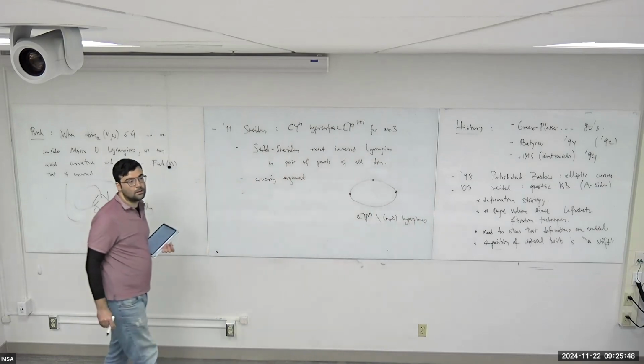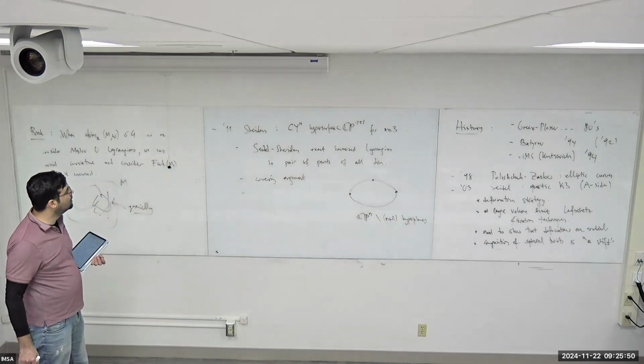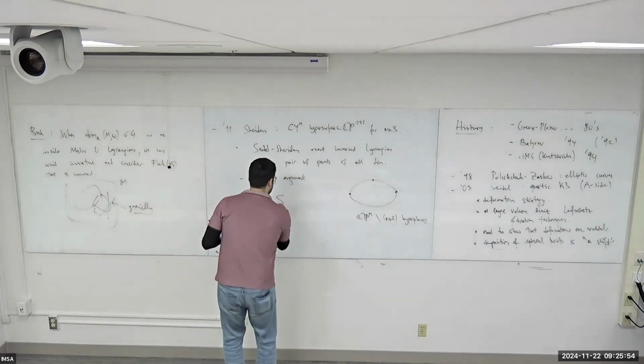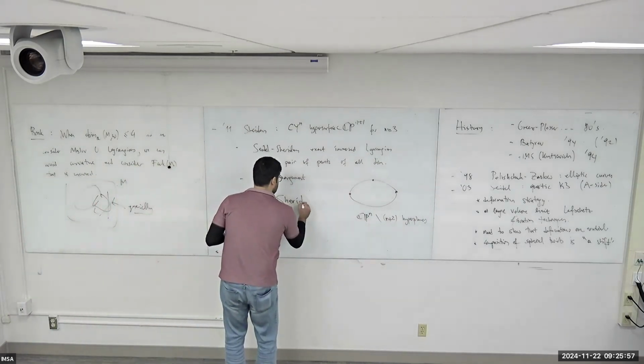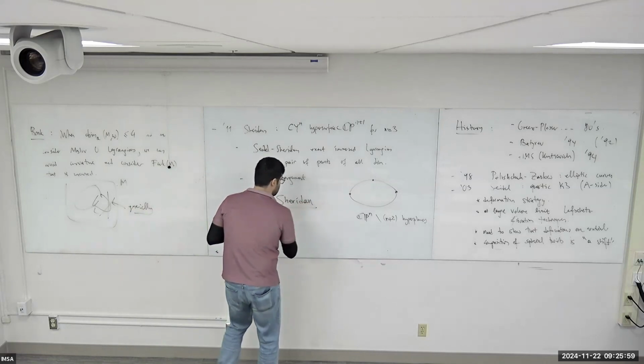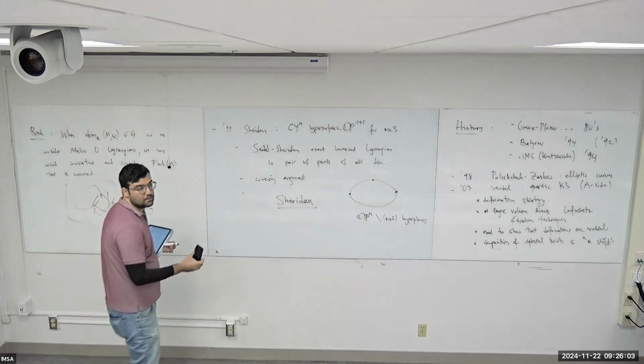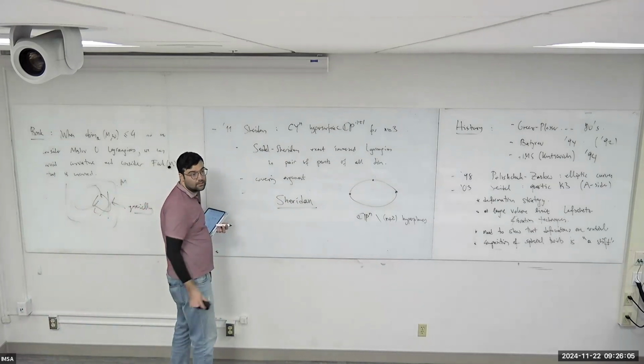I know that this person's name is appearing all the time, but could you please spell it? Sheridan? Yeah. How? Sheridan. Thank you. Yes, it's Abouzaid's student. This was his PhD thesis.